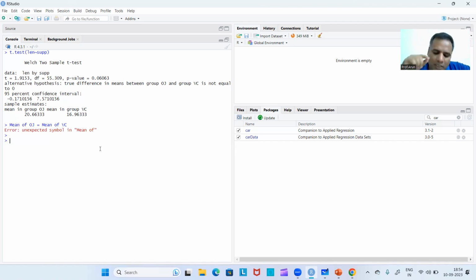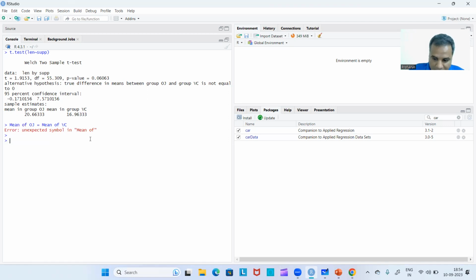If you read any standard textbook, for the null hypothesis, either you reject or you fail to reject. So based on this evidence, I fail to reject my null hypothesis. It means I have to go with my null hypothesis, that the mean of OJ is equal to the mean of VC. That is what precisely I'm trying to say.